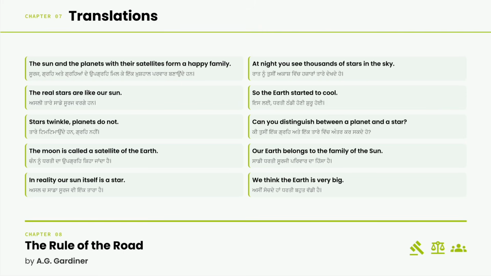Sentence 8. Our earth belongs to the family of the sun. Translation. Sentence 9. In reality, our sun itself is a star. Translation. Sentence 10. We think the earth is very big. Translation.